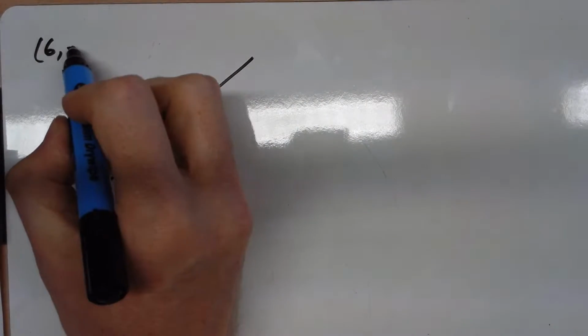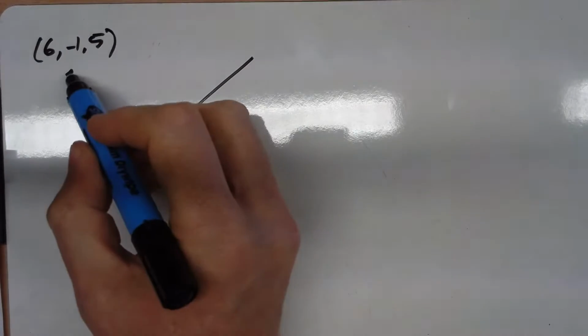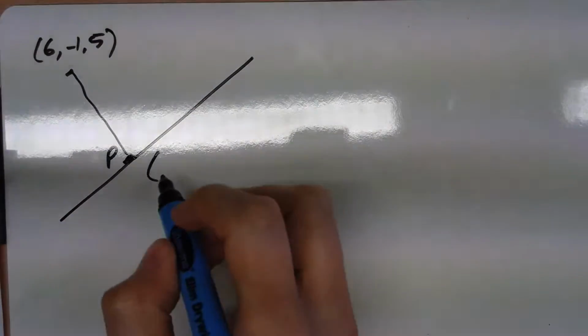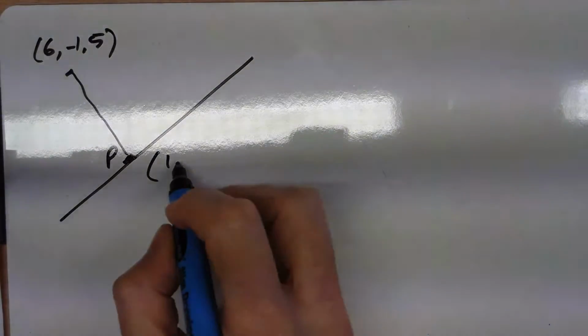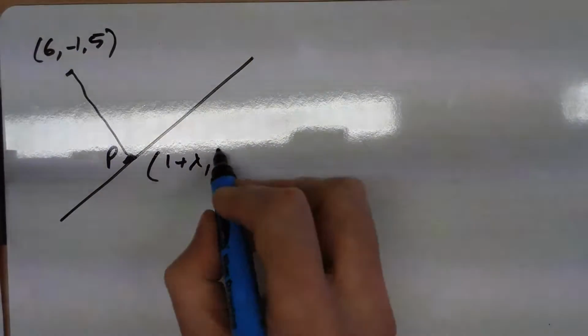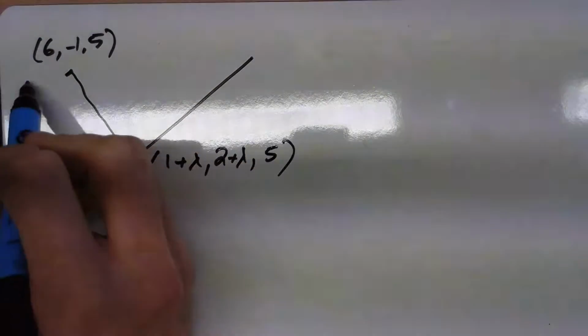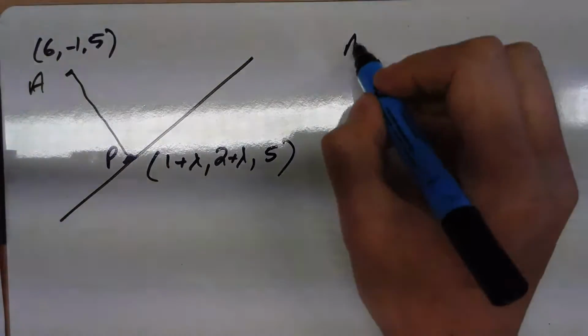Now this one starts in the same way. We've got a point here, (6, -1, 5), and we need to go to a point here on the line. And this point here, because it's on the line, will have coordinates (1 + λ, 2 + λ, 5), that one there is just 5 as well. So this is point A, this is point P.